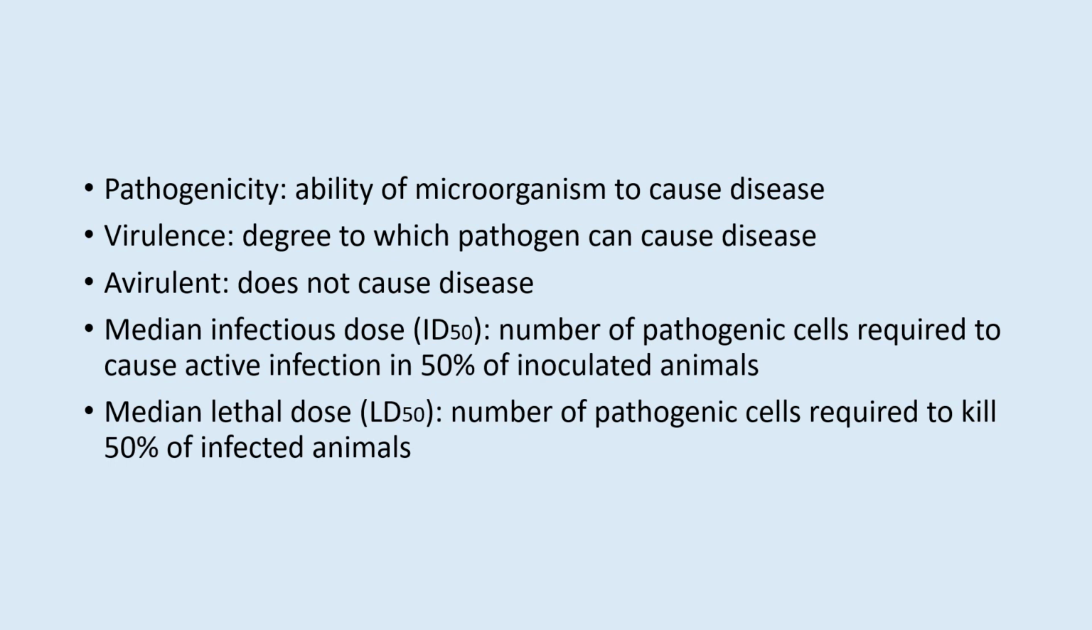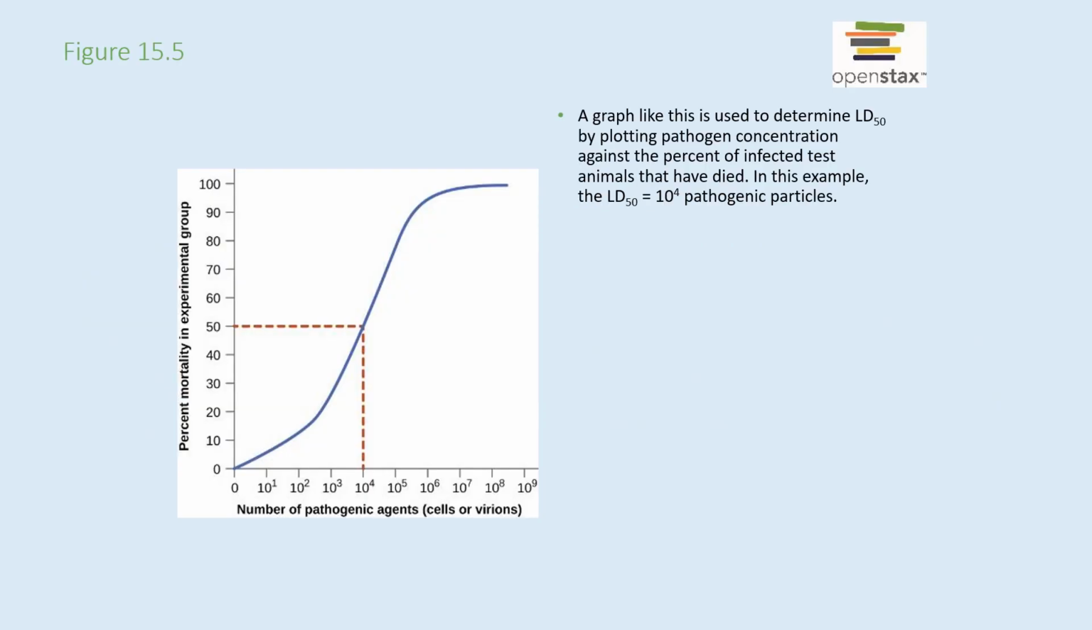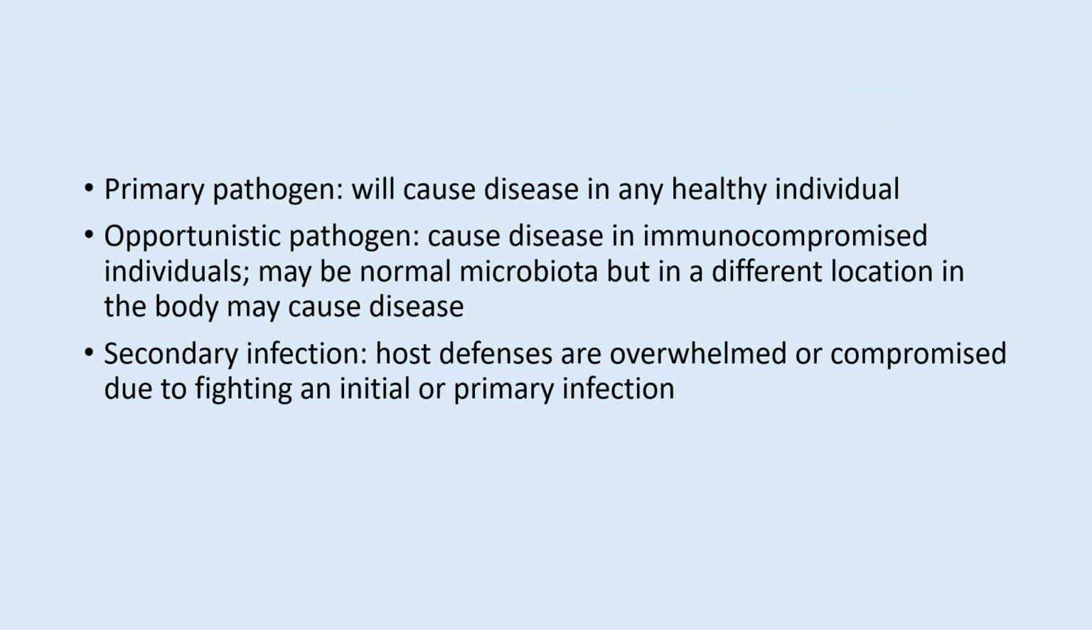Median lethal dose, the LD50, is the number of pathogenic cells that are required to kill 50% of the infected animals. So you are looking at what's going to cause an infection versus how many are going to kill the host. And you can graph this out. Usually they do experiments, testing various numbers of the pathogenic causative agent, and then see what is the LD50, what is the ID50.